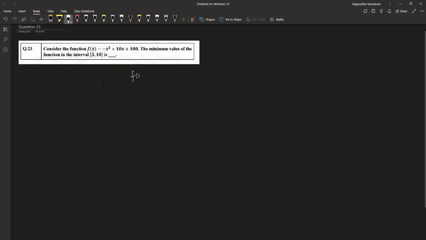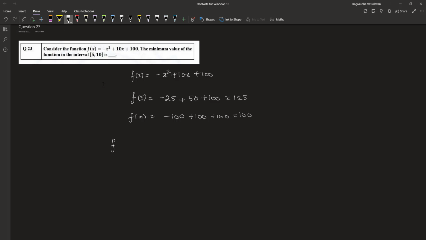The function f of x is equal to minus x square plus 10x plus 100. We are asked to find out the minimum of this function in the closed interval 5 to 10. Let us first check the value of this function at endpoints, which is 5 and 10. f of 5 is equal to minus 25 plus 50 plus 100. This is equal to 125. f of 10 is equal to minus 100 plus 100 plus 100. This is equal to 100.